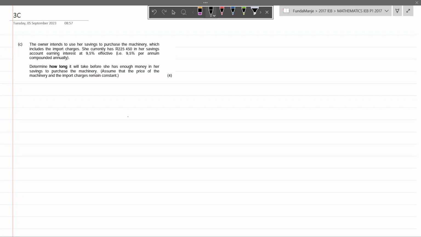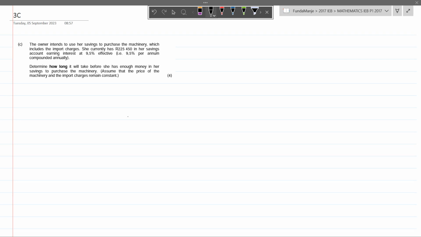Okay, so question 3C says the owner intends to use her savings to purchase the machinery, which includes the import charges. She currently has 225,450 in her savings account, earning interest at 9.5% effective. Determine how long it will take before she has enough money in her savings to purchase the machinery. Assume that the price of the machinery and the import charges remain constant.